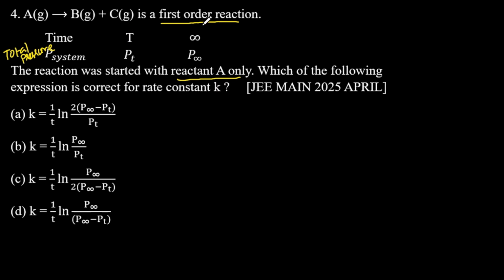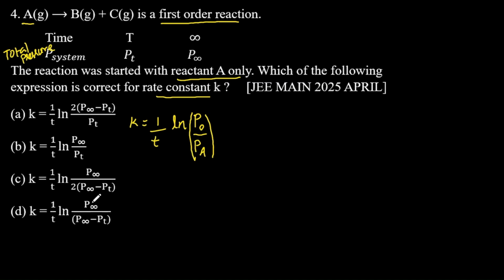So the given reaction is a first order reaction, and we know the rate constant expression using the integrated rate law. For first order reaction, K is equal to 1 by T ln. Here we are talking about pressure, so the initial pressure of the reactant divided by the partial pressure of the reactant at some time. Here the reactant is A, that's why I have mentioned A here. So this is the expression for rate constant for this given reaction.